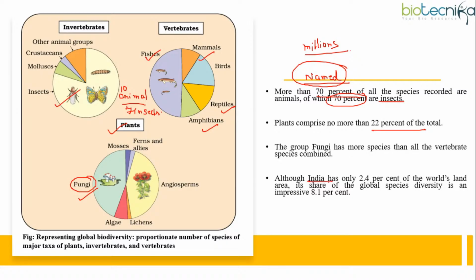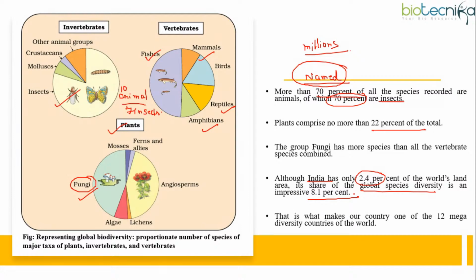And when we talk about India, India has only 2.4% of the world's land area, but its share of global species diversity is quite impressive, 8.1%. This is the reason that makes our country one of the 12 megadiversity countries of the world. So you can see, out of 2.4% of the world's land area, the global species diversity is 8.1%.